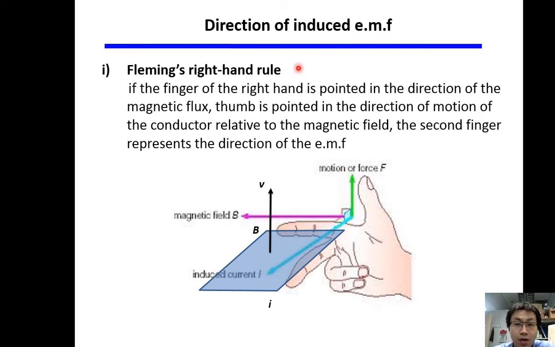If the finger on the right hand is pointed in the direction of the magnetic flux, the thumb is pointed in the direction of the motion of the conductor relative to the magnetic field. The second finger represents the direction of the EMF. So, Fleming's right hand rule. This is our magnetic flux field, and this is the velocity of the conductor. So if the conductor is moving 90 degrees perpendicular to the magnetic flux, then this is our induced current. The induced current will be equivalent to the induced EMF.